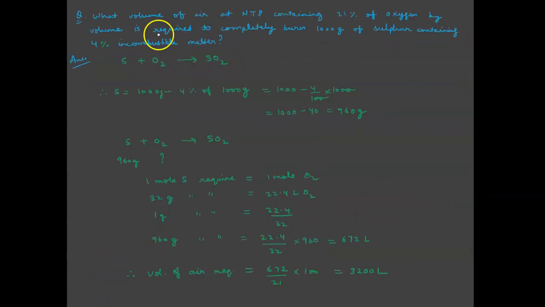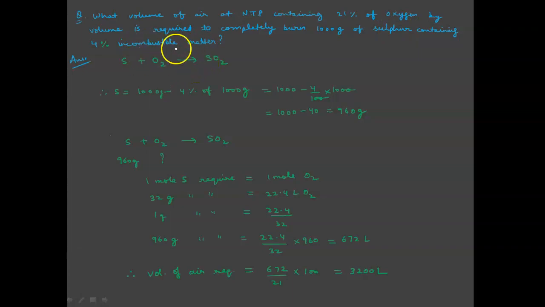Now comes another question. What volume of air at NTP containing 21% of oxygen by volume is required to completely burn 1000 gram, that is 1 kg, of sulfur containing 4% incombustible matter? We have to calculate the volume of air at NTP when 21% oxygen is given, and 1000 gram sulfur containing 4% non-combustible matter.